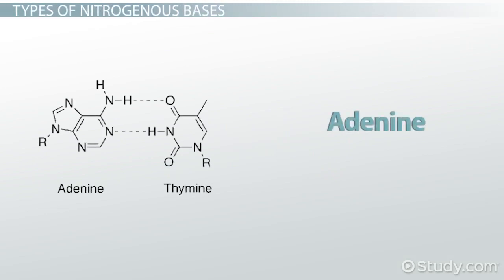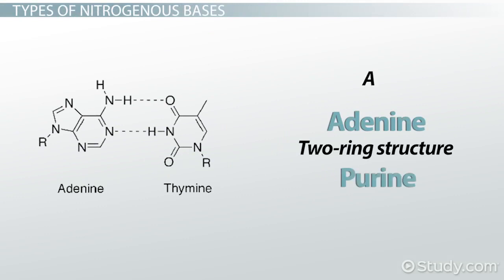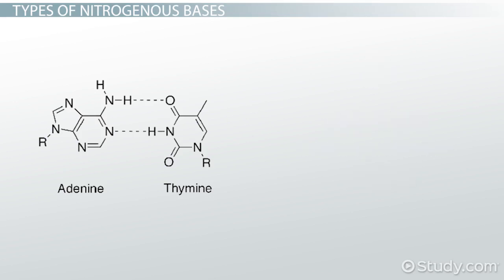Adenine, abbreviated A, has a 2-ring structure, so that makes it a purine. When it's in DNA, it pairs up with thymine. When it's in RNA, it pairs up with uracil. Adenine also has other jobs in the cell. It makes up part of the energy molecule ATP and electron carriers FAD and NAD, which are used in cellular respiration.